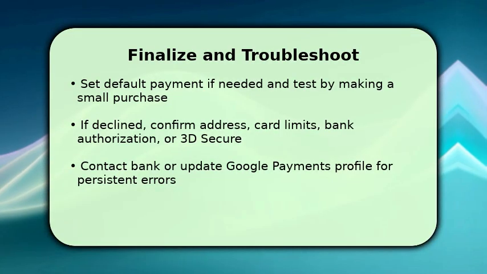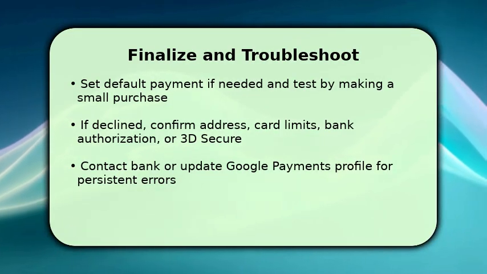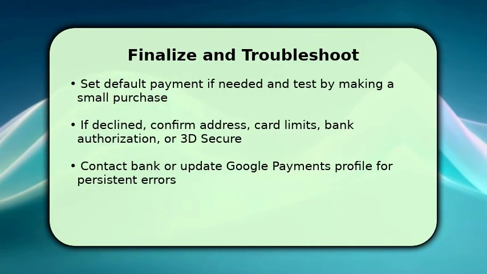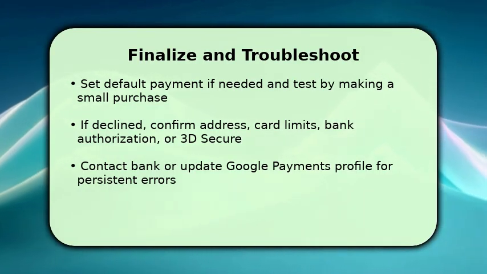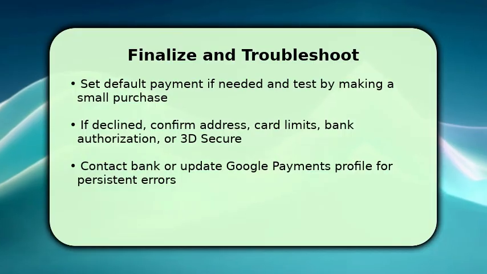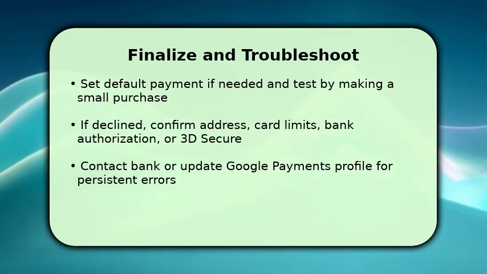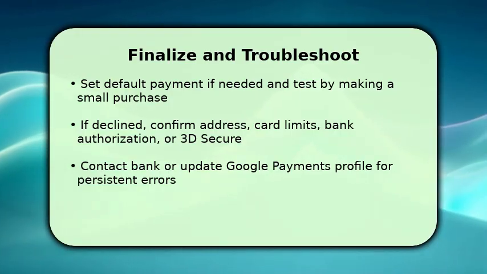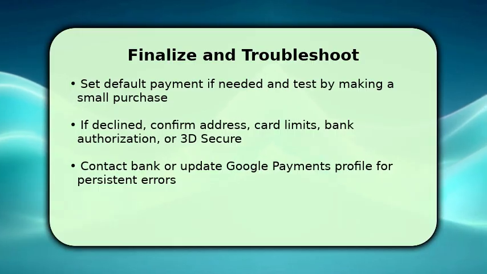If a payment is declined, check the billing address, card expiration, international or online transaction limits, and any bank authorization prompts like 3D Secure. If problems persist, sign into Payments.Google.com to review your profile details, then contact your card issuer to clear blocks. Most issues resolve after confirming the charge with your bank.